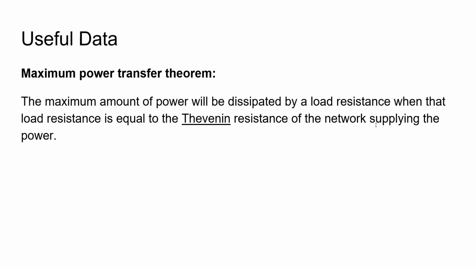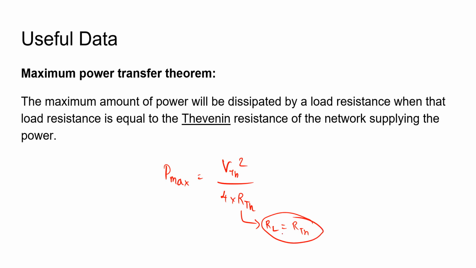Let's have a glance at the Maximum Power Transfer Theorem before solving this problem. The maximum amount of power will be dissipated by a load resistance when that load resistance is equal to the Thevenin resistance of the network supplying power. And the value of maximum power is given by the Thevenin voltage squared divided by 4 times the Thevenin equivalent resistance of the network, or this is also the load resistance, because only when the load resistance is equal to the Thevenin equivalent resistance, maximum power will be transferred to the load.